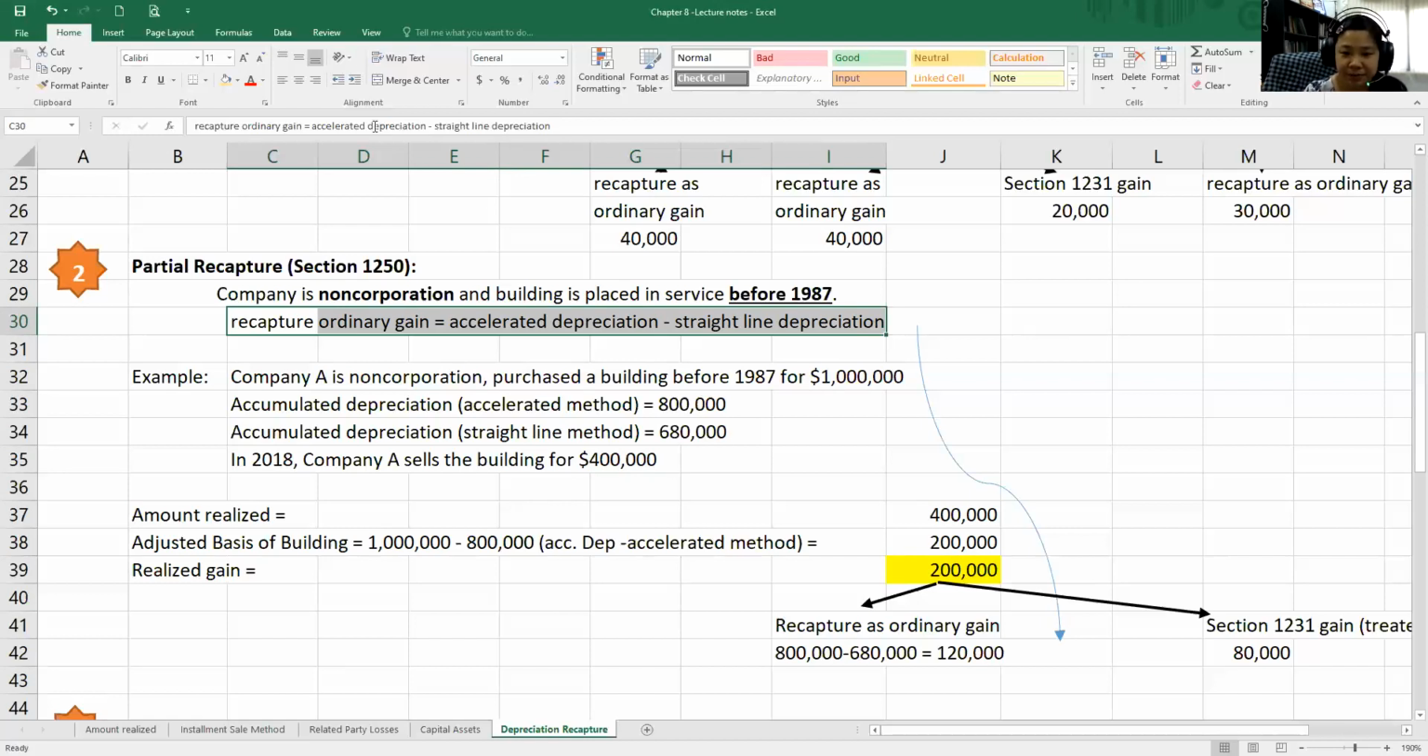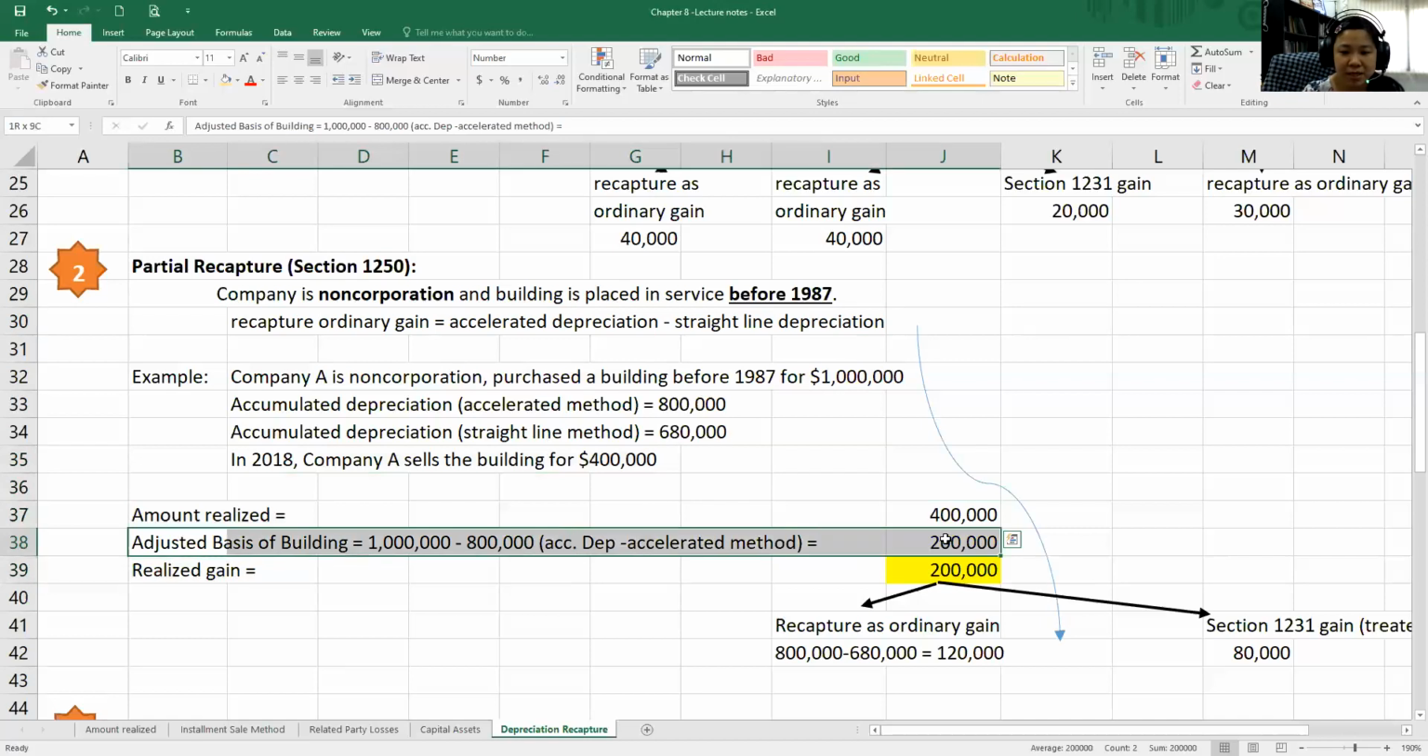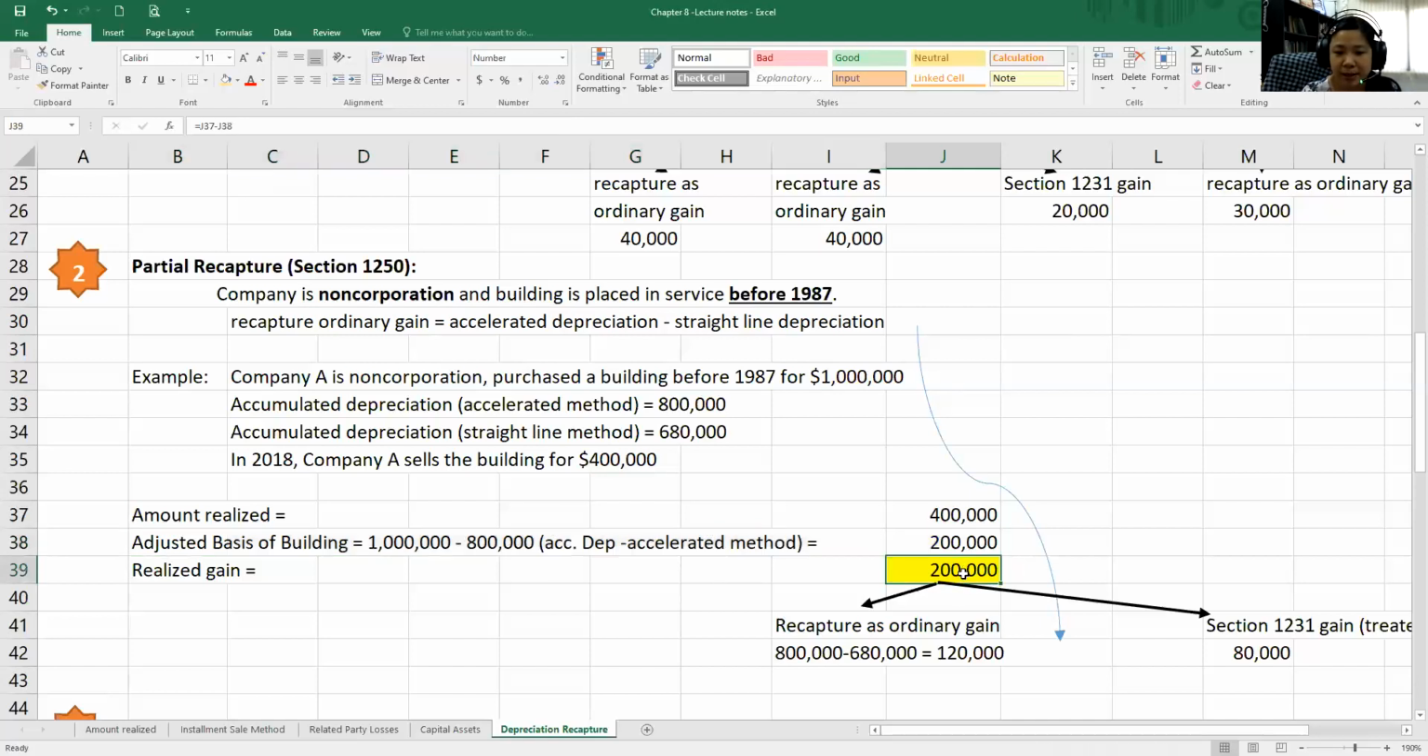Now, first of all, we're going to find out the adjusted basis. So we take the amount realized, which is how much we sold it for, 400,000, minus the adjusted basis of 200,000. How did I get that 200,000? I take 1 million, the cost, minus accumulated depreciation of 800,000 using the accelerated method. This is for tax purposes. So it will give you 200,000, and the realized gain is also 200,000.